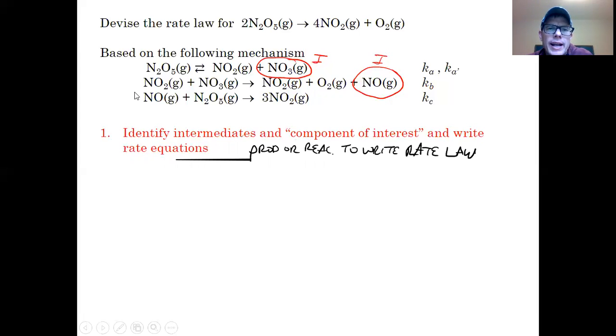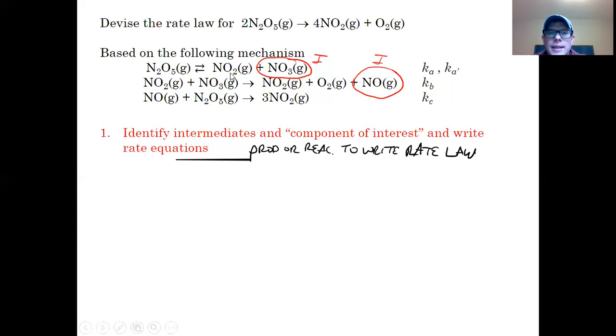If I start looking at this, I could choose N2O5. Looking at the mechanism, I can see that it's eaten up in step one, and then it's made by the reverse reaction. It shows up again in step three. So it's three different places where this reagent appears. Doable, but maybe there's an easier solution.